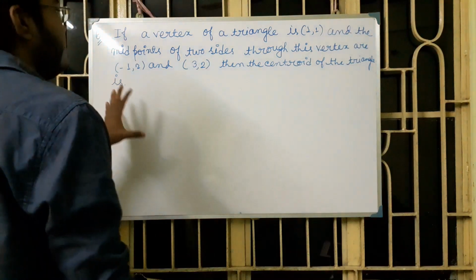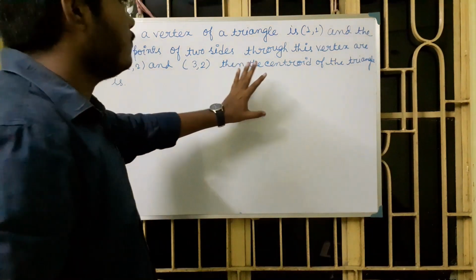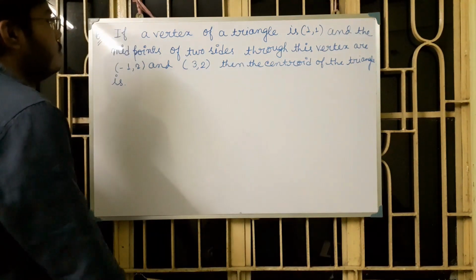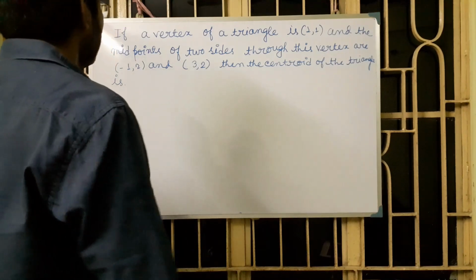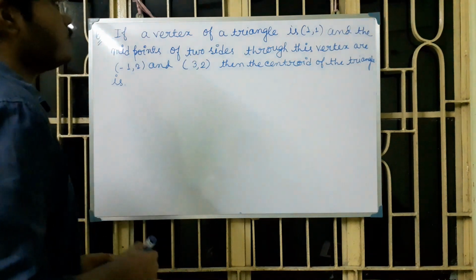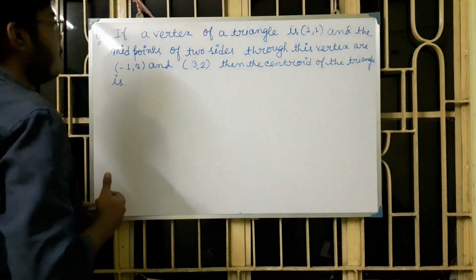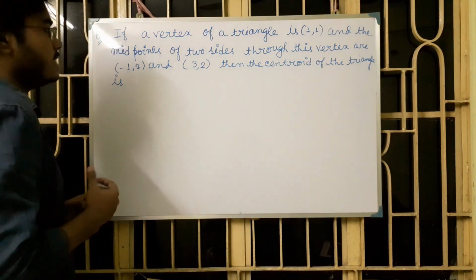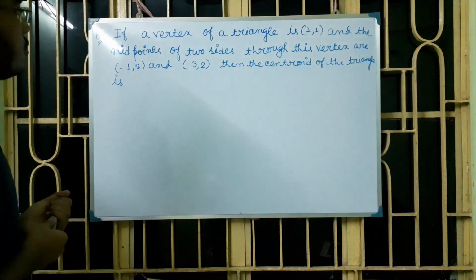The question is a little bit easy, if you know the formula of the centroid. So what have they asked? First check it out. If a vertex of a triangle is (1, 1) and the midpoints of two sides through this vertex are (-1, 2) and (3, 2).